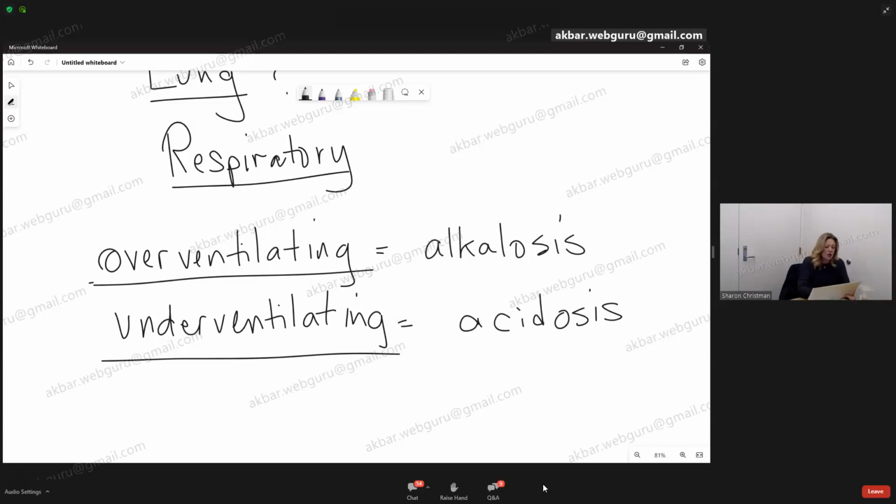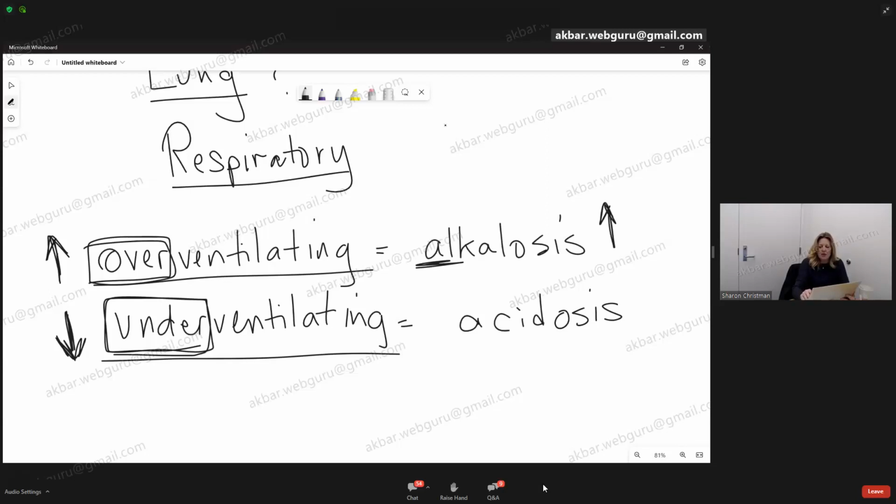If you think of the word over as an up word, if you think of the word under as a down word, then alkalosis is up and acidosis is down. So those things go together. So overventilating is respiratory alkalosis. Underventilating is respiratory acidosis.